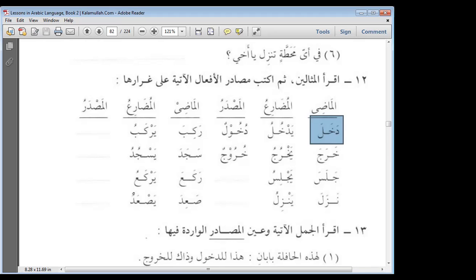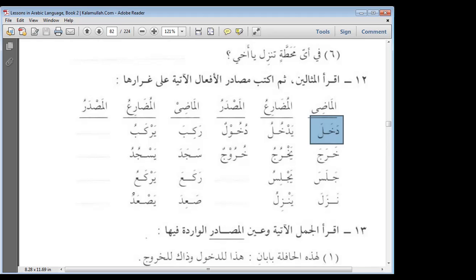So when you learn a verb, you have to learn three things: past tense verb, present tense verb, and the masdar. Dakhala, yadkhulu, dukhulun. So this is how we learn verbs. We have to learn that particular pattern for this particular verb. So in this table, all of the masdar will be of the same pattern.